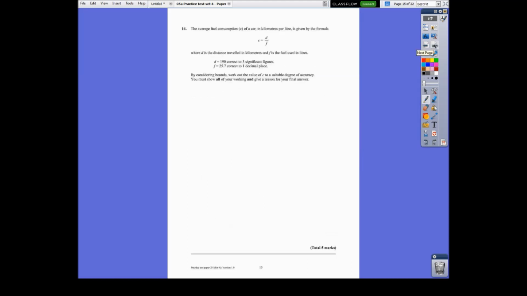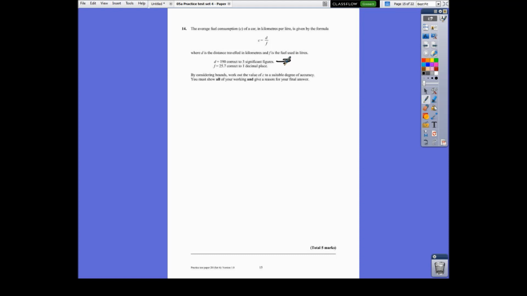Question 14. The average fuel consumption, C, of a car in kilometres per litre is given by the formula C equals D over F, where D is the distance travelled in kilometres and F is the fuel used in litres. If we've got D measured to be 190 correct to 3 significant figures and F to be 25.7 correct to 1 decimal place, by considering bounds we need to figure out a sensible degree of accuracy. Well, if we find out the smallest it can be and the biggest it can be, we can then start to think about what's sensible. Okay? So, first of all, 190 to 3 significant figures. It's been rounded to the nearest whole one because 3 significant figures goes into the units.